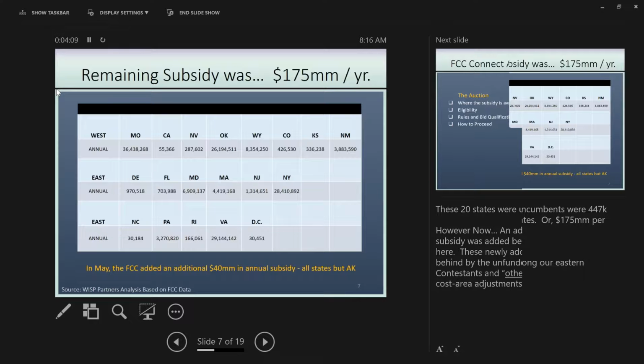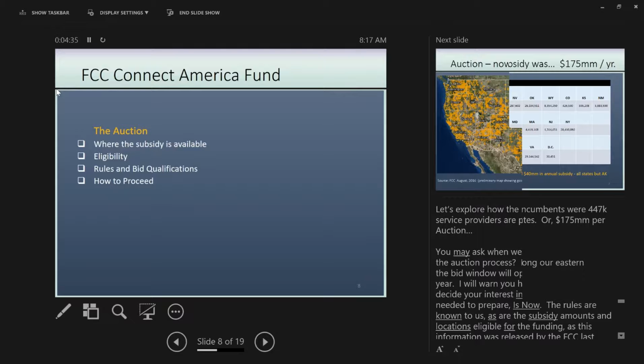In the next slide, we put some numbers behind the states that are available in those 20 states that Troy had mentioned. However, what is news to a lot of folks, I'm sure, today on the call, is that the FCC has added an additional $40 million in annual subsidy, which includes all 48 contiguous states and Hawaii. In the next slide, 8, we will break down the elements of the auction. And where the subsidy is available, we'll discuss the eligibility, rules and bid qualifications, and how to proceed.